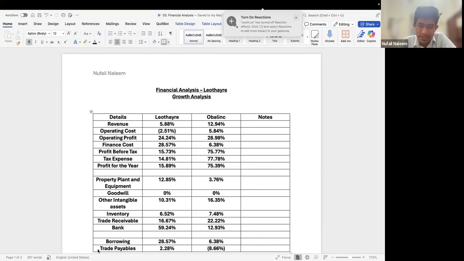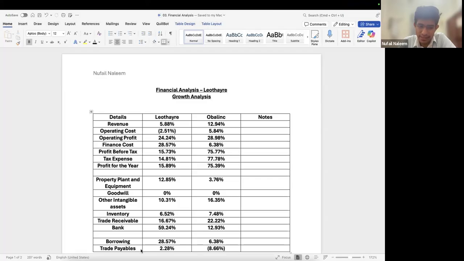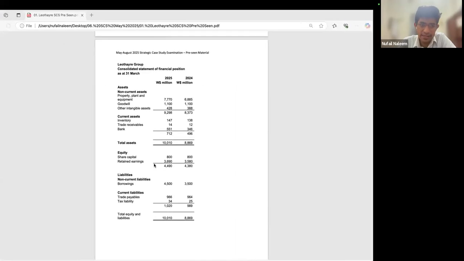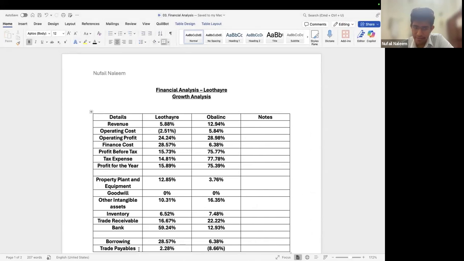Yeah. So, students, in today's class, what we are eventually focusing on is the financial analysis of Leothayre and Obalink, the competitors. So you will get an understanding of how the applications are done. Students, if you observe, the first thing here is that this time the financial statements look very, very simple. They have not given much information with regards to other factors. It looks very easy to understand also. But we have to use business knowledge, and commercial thinking is important.